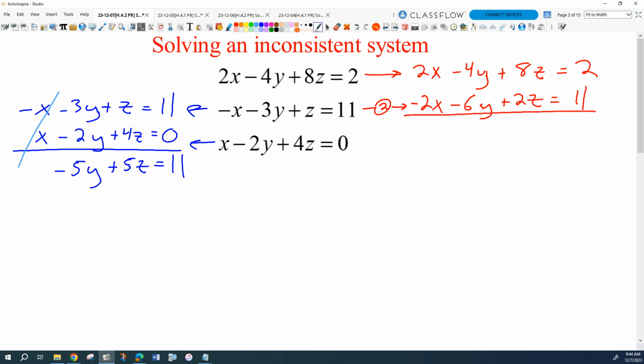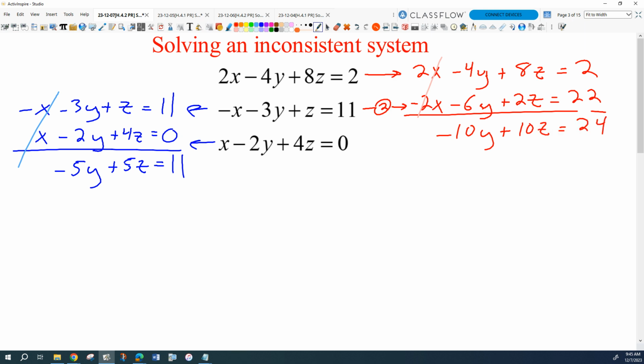Okay, we add all those up. Yeah. Oh, yeah. You're right. Thank you. Yes. Good catch. Thank you. Whoops. There we go. And the x's cancel, and I get negative 10y plus 10z equals 24.